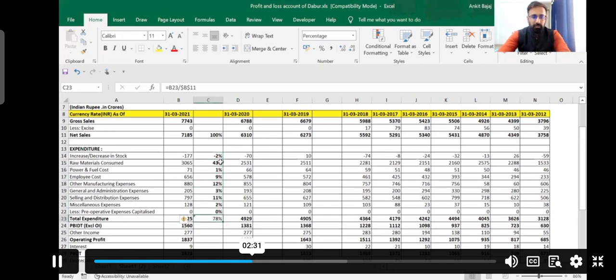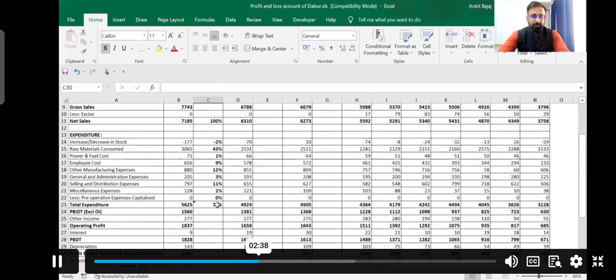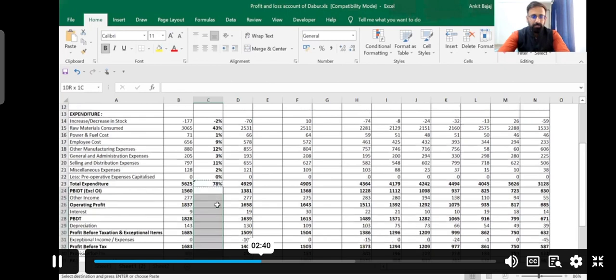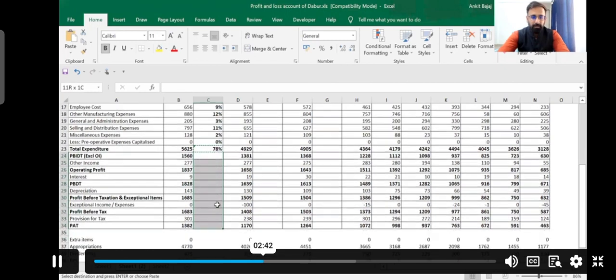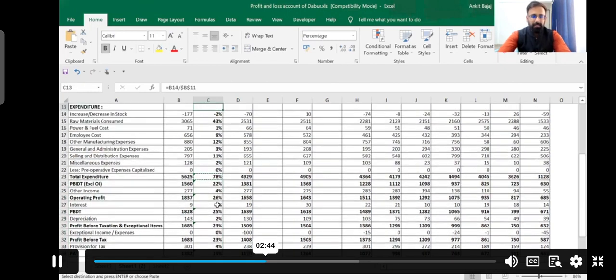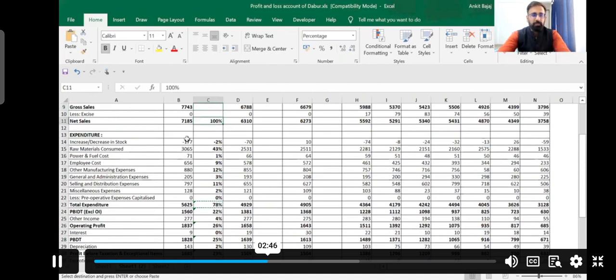If you see the total expenditure, it is 78% of total sales. Further, I will copy these values for a better result. You can see we have copied these values here. This is your base value, 100%. Further, raw material consumption is 43% of total sales. You will be able to understand that raw material consumption is 43%. Let's suppose your sales is 100 rupees, so 43 you are investing in raw material.